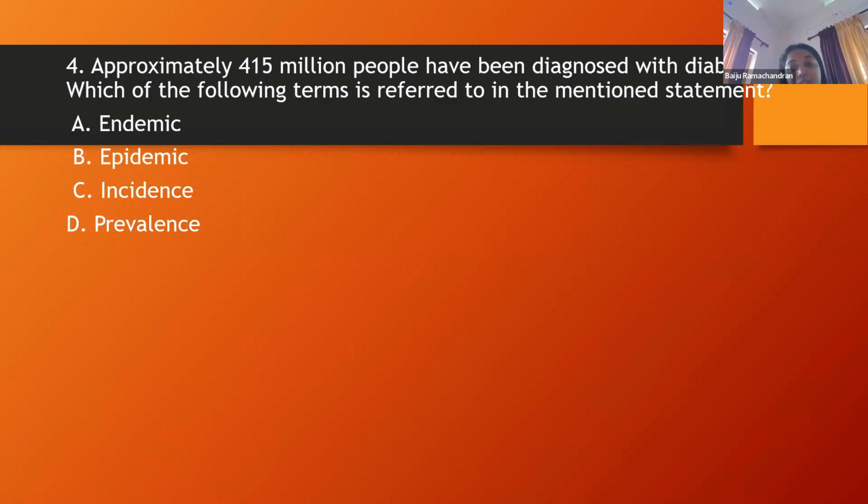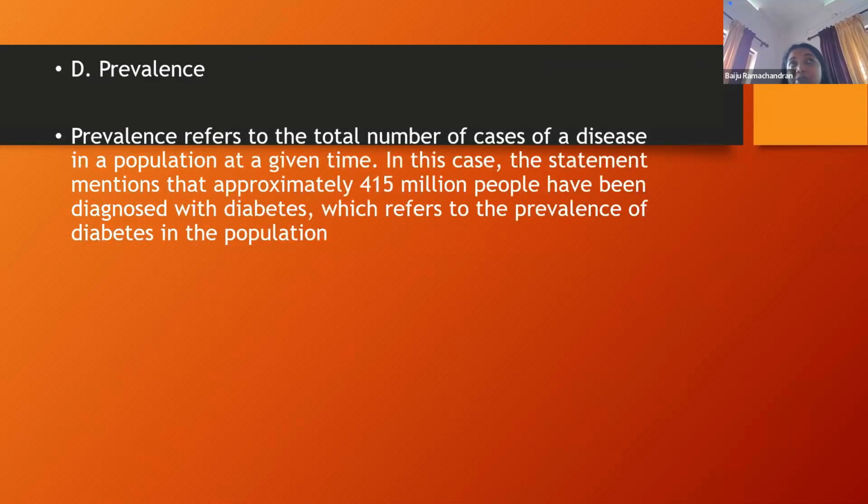The options are endemic, epidemic, incidence, prevalence. The answer is prevalence, because it refers to the total number of cases of a disease in a population over a period of time. If the statement had said 415 new cases, the answer would be incidence. But here they have mentioned 415 million total cases, so it will be prevalence.